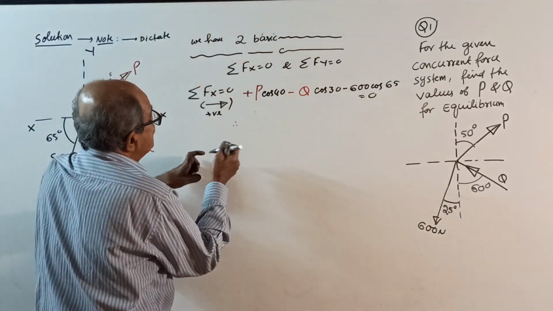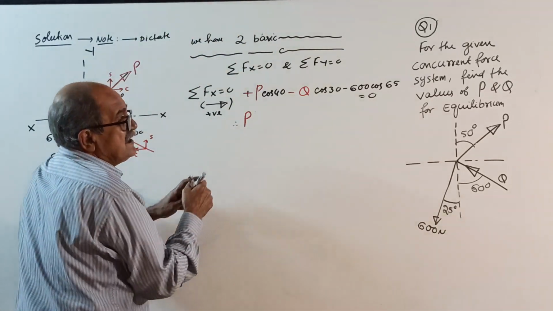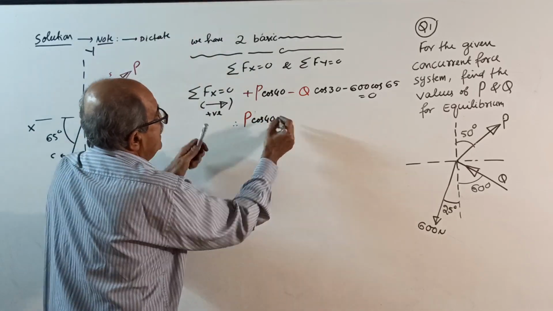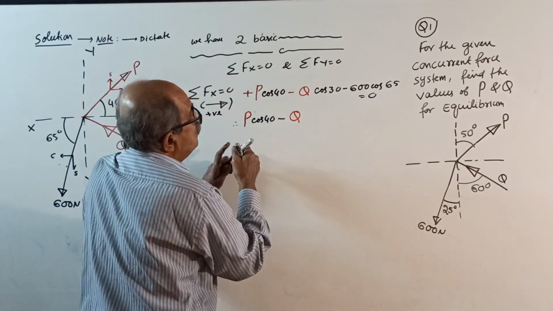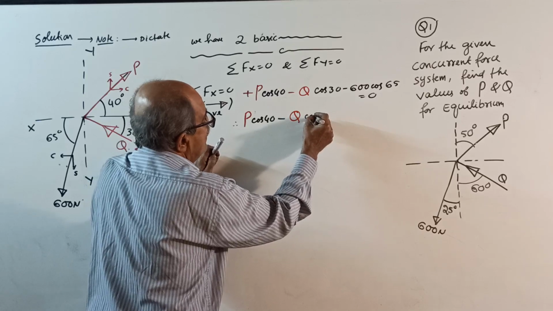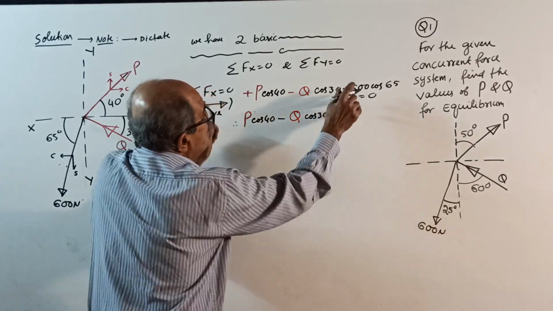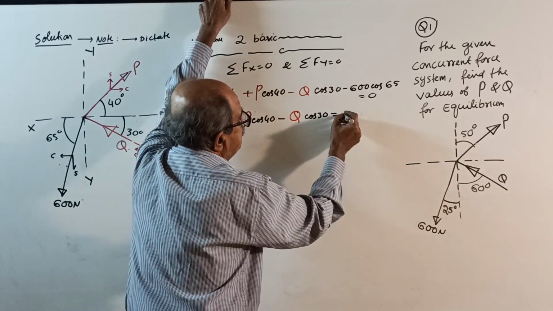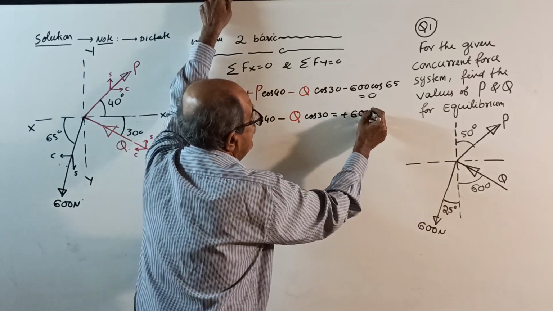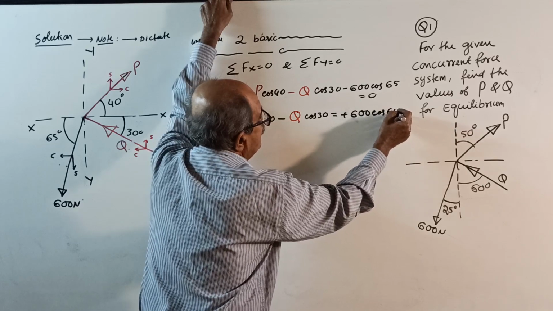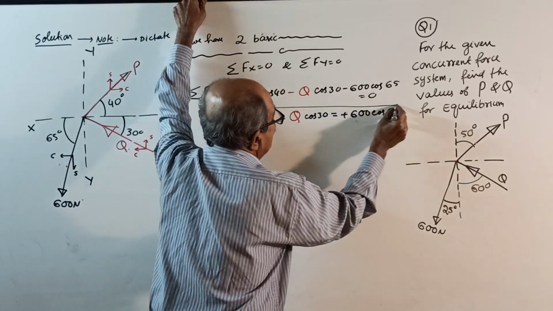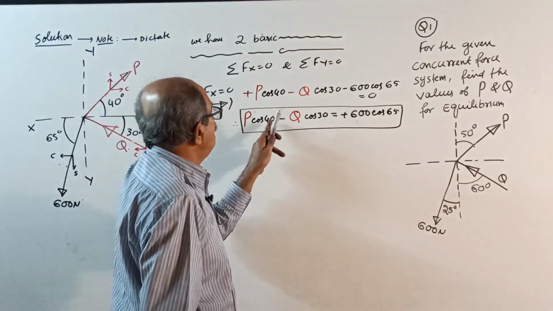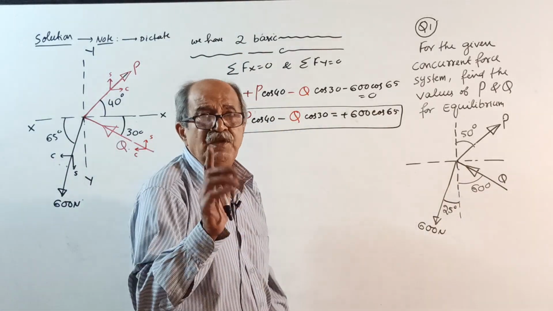Therefore, your revised equation is P cos 40 minus Q cos 30 equal to plus 600 cos 65. This is equation number 1. Simplifying is not required because every calculator you can feed the coefficient. I will show you in front of you now.